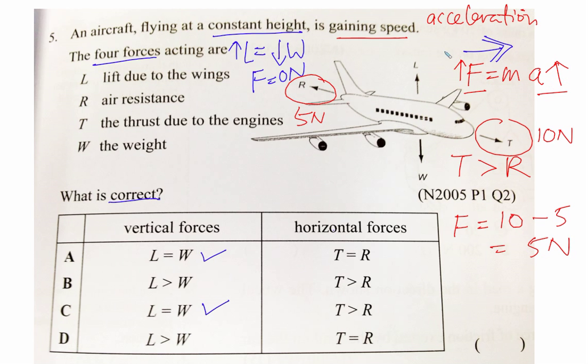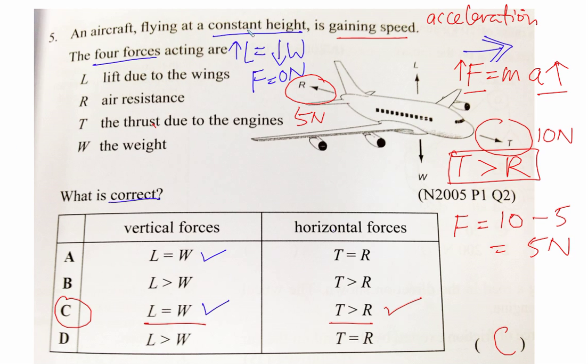So for me to have an acceleration, I need to have a positive resultant force. The best answer in this case is that I need to make sure my thrust force, my applied force, is greater than my air resistance. So the best answer for this question is option C, as explained just now when I break it down into two parts.